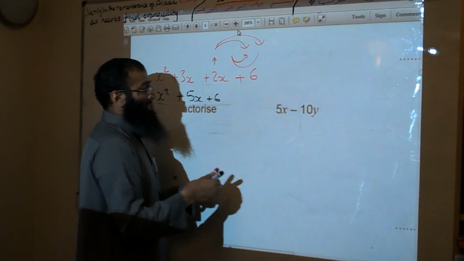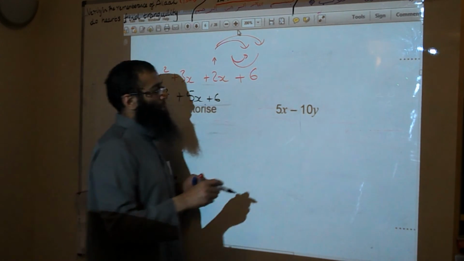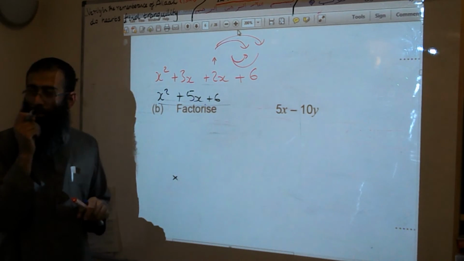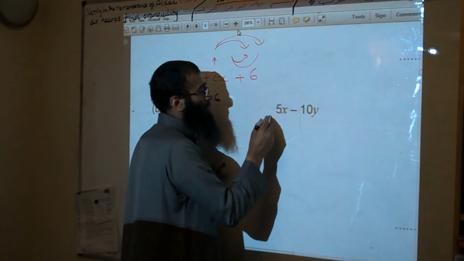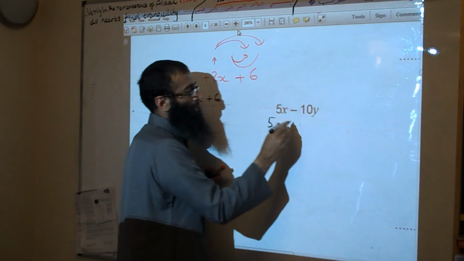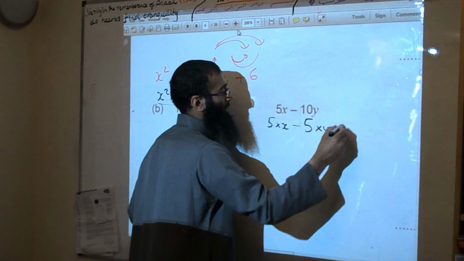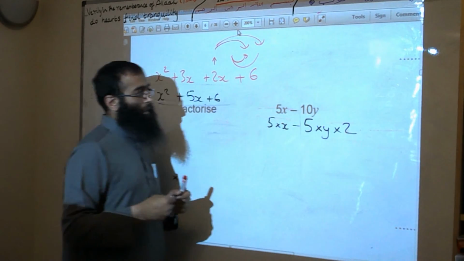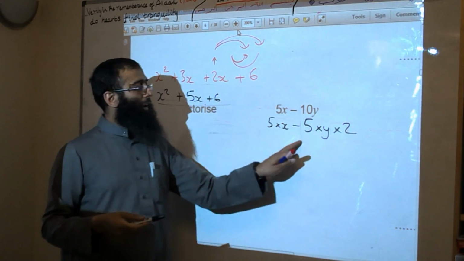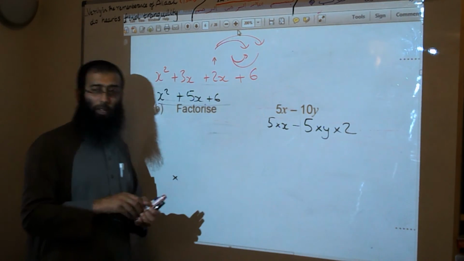So 5x minus 10y, we're going to use the common factors technique. Okay, Ifra, can we pay attention please? So we have 5 times by x, split that up into factors, minus 5 times by y times by 2. Okay, it's the same thing as saying 5 times by 2 times y, it's just written in a different order.